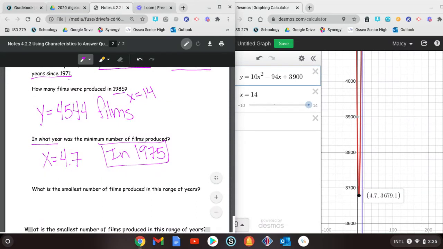What is the smallest number of films produced in this range of years? The smallest number would be your minimum. You already found it: 3,6-some 9.1 films.